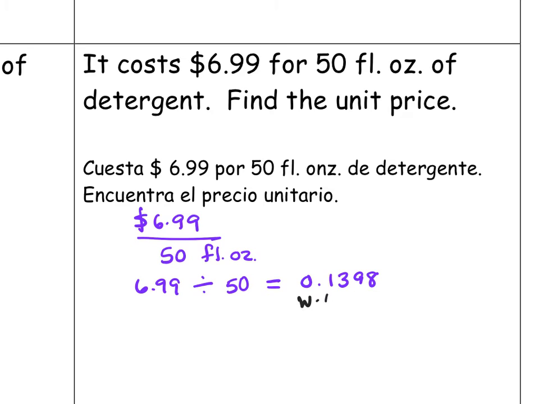We have 13 cents or 14 cents, and this bossy number tells this 3 to go up. So our final answer is 14 cents per fluid ounce, and you can abbreviate if you like. So for 1 ounce, it costs 14 cents. So now let's go on to our 5th word problem.